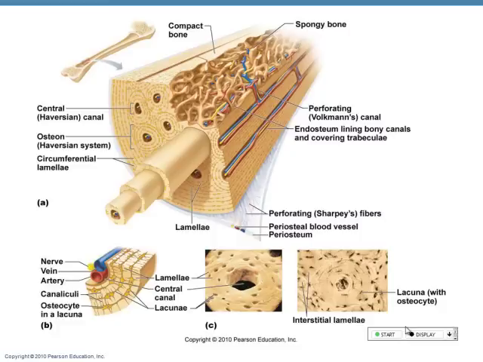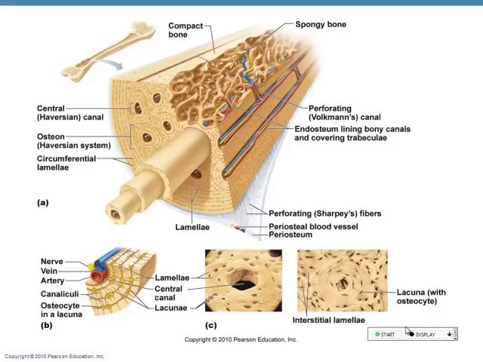Correct. Somebody found them and said, oh, I'm going to name them after myself. So, Volkmann's canals come in horizontally. Haversian canals longitudinally. Both will contain blood supply.